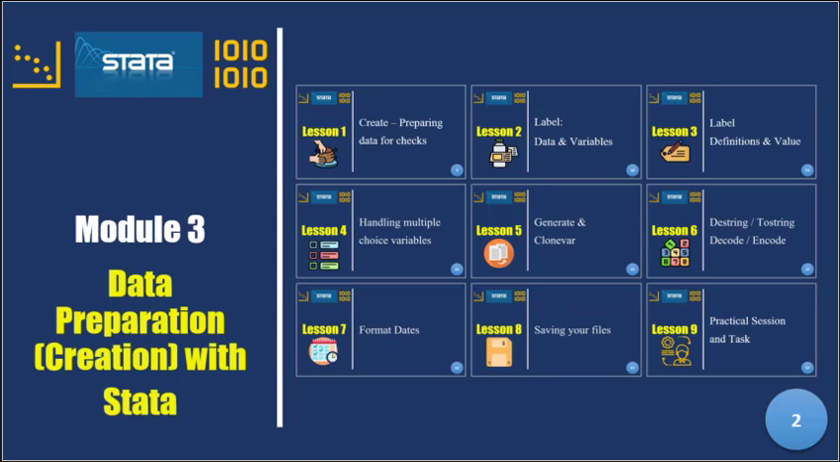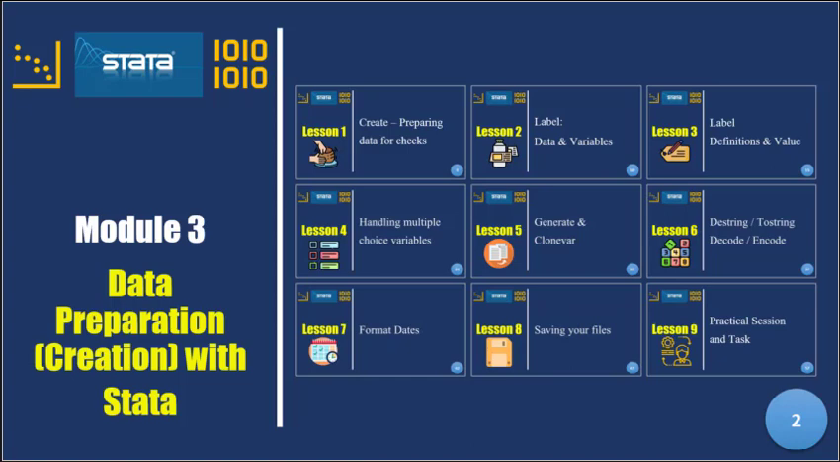So basically, there will be about 9 lessons again in this module. We're going to talk about preparing data for check, what exactly that means. Then we'll go to specifics. There is the label command, and it has a couple of options. So we're going to look at label data and label variables in lesson 2. In lesson 3, we'll be looking at label definitions and value.